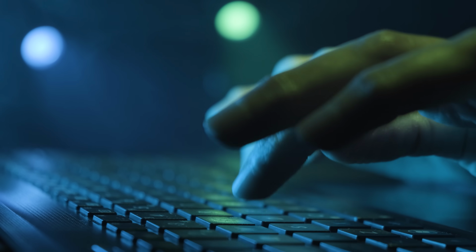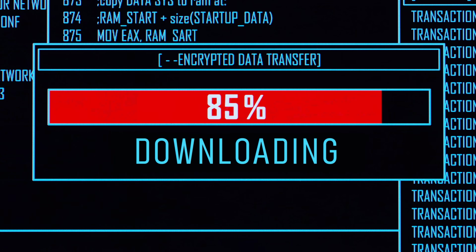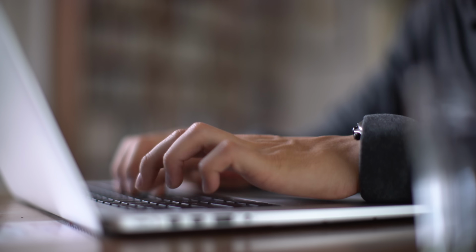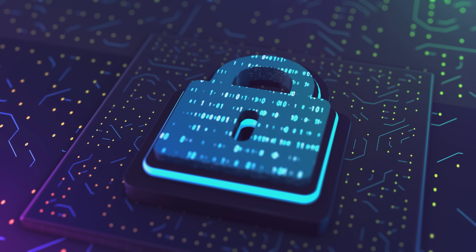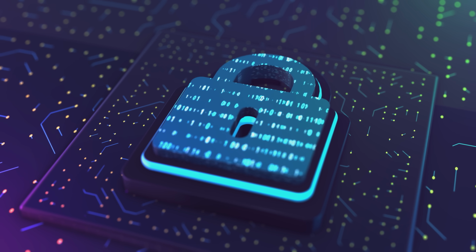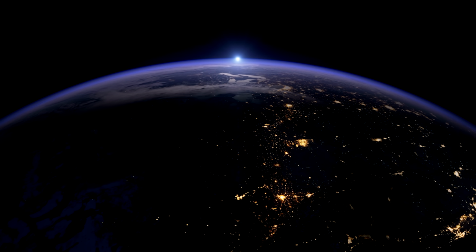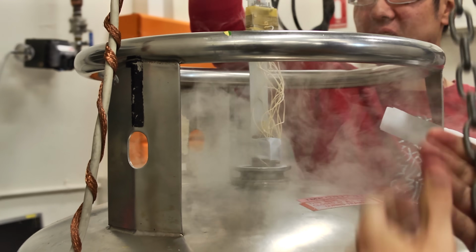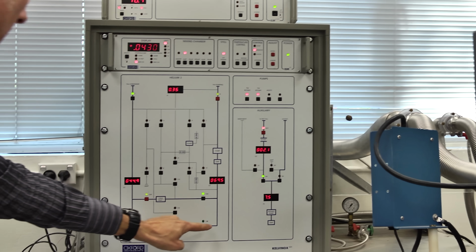Right now, some nation states and individual actors are intercepting and storing lots of encrypted data, like passwords, bank details, and social security numbers. But they can't open these files, so why are they doing it? Well, because they believe that within the next 10 to 20 years, they will have access to a quantum computer that can break the encryption in minutes.